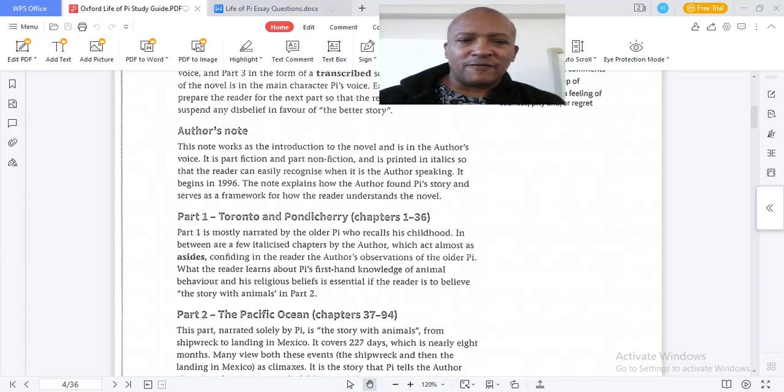Let's talk about the author's voice. So it says here, this note works as the introduction to the novel and is in the author's voice. It is part fiction.